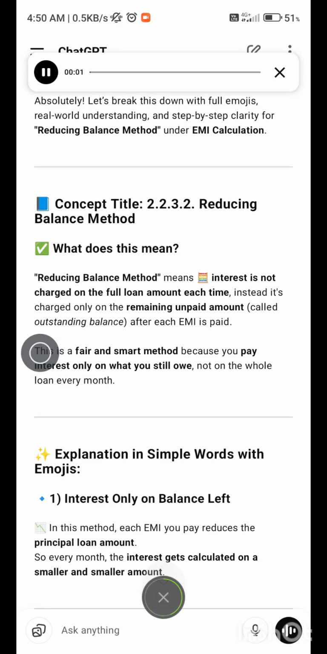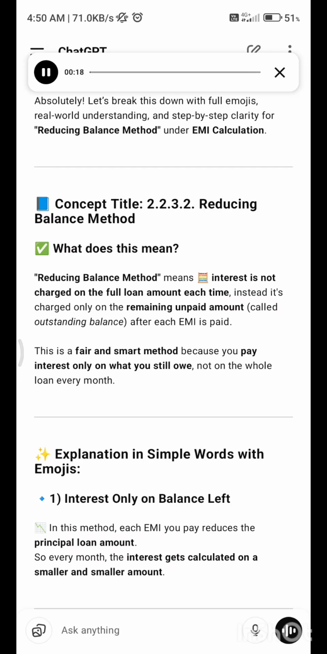Absolutely. Let's break this down with full emojis, real-world understanding, and step-by-step clarity for the reducing balance method under EMI calculation. Concept title 2.2.3.2, Reducing Balance Method. What does this mean?